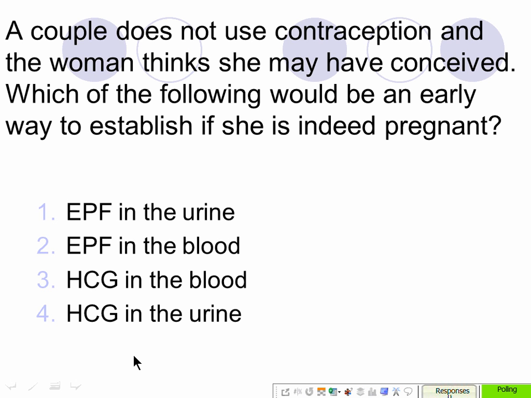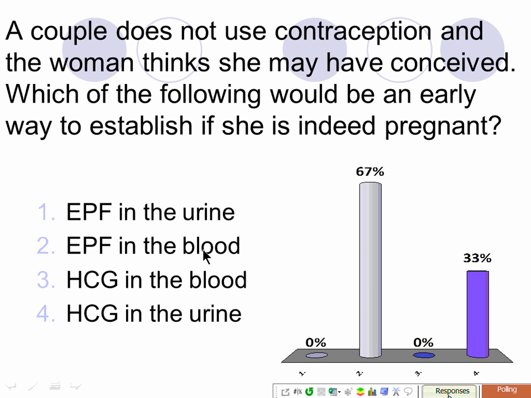Okay, a couple say they do not use contraception, and what would be a way to establish if she is indeed pregnant? Early, very early pregnancy. EPF in the blood. Remember, this is EPF in the blood; HCG in the urine is 2 weeks after fertilization. So she's already 2 weeks pregnant, so that's not really early. EPF is the one for which, within 24 to 48 hours, she can get a blood test to tell.